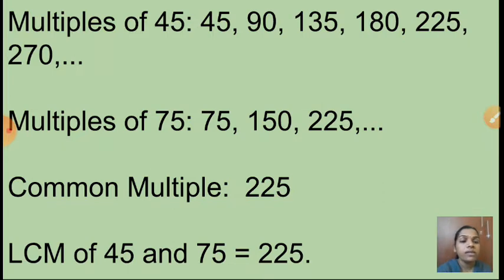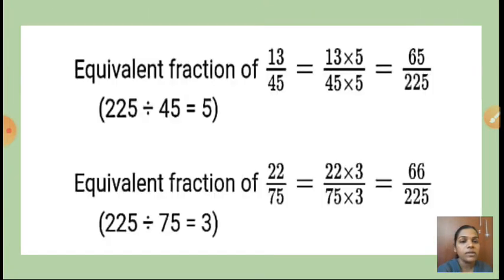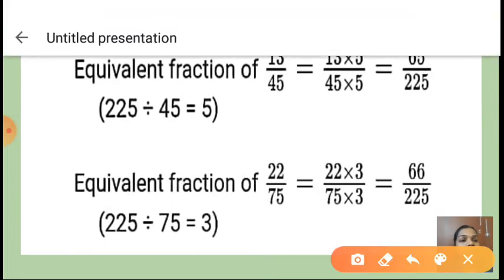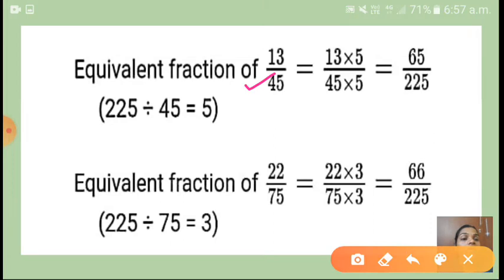Now what do we have to find, children? Yes, the equivalent fractions of the given fractions. So which denominator will come? 225. See here, children. Yes, the equivalent fraction of 13 upon 45 we have to find. So here, which number should come as the denominator? Yes, 225. Okay.